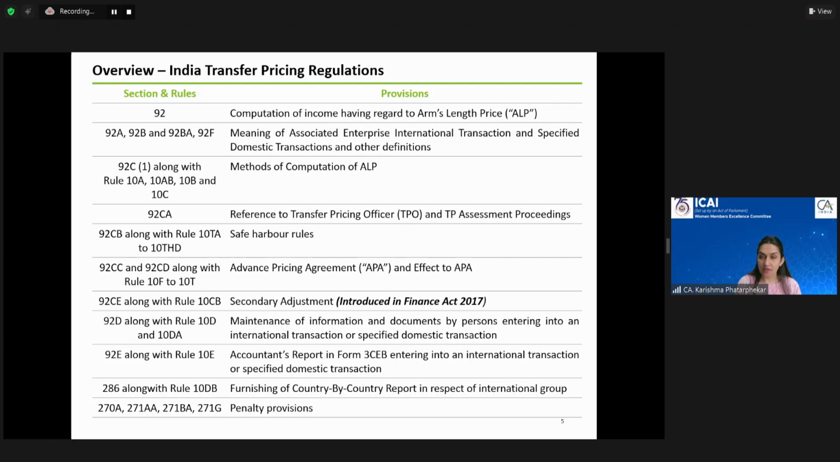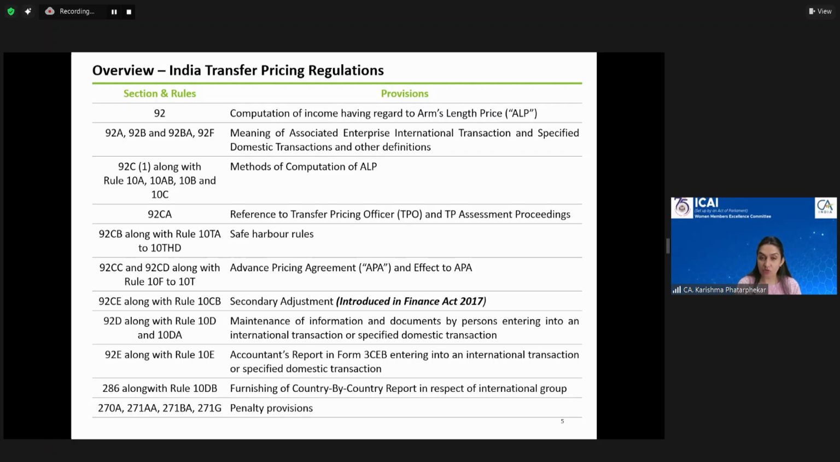the law clearly talks about how transfer pricing is to be tested, which brings in the arm's length price concept. What is the meaning of related parties or associated enterprise? What kind of transactions should be covered? How would you actually test that the transaction is at arm's length? So there are various methods, like how you have valuation techniques, your discounted cash flow method, your net asset value methods, etc.